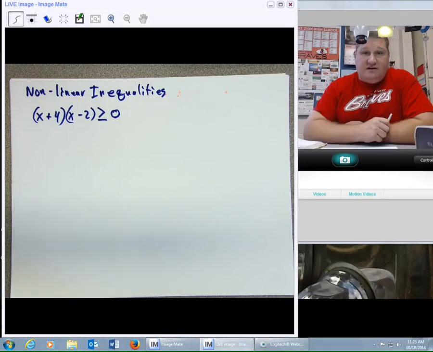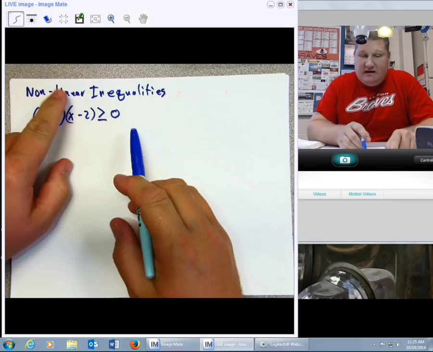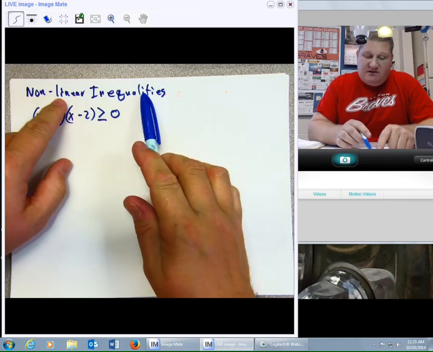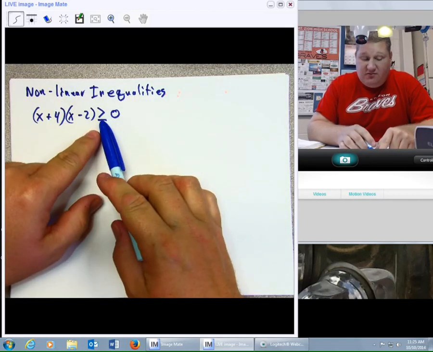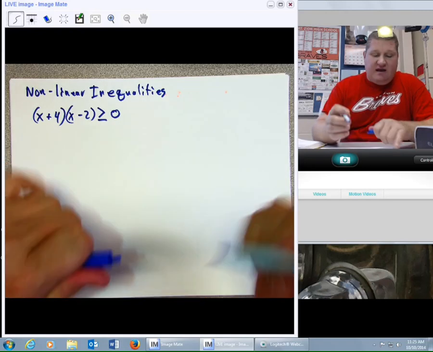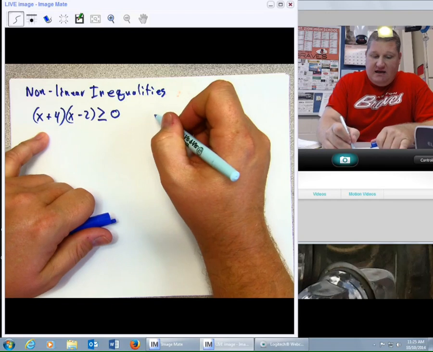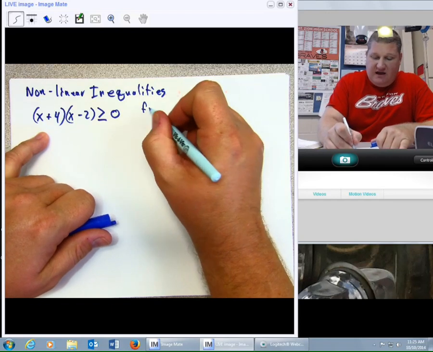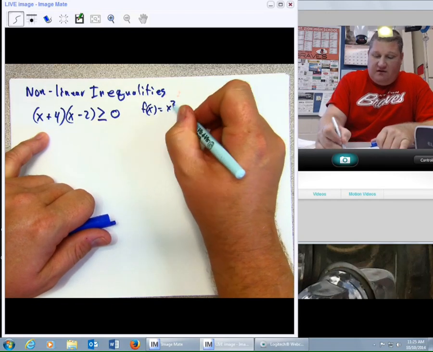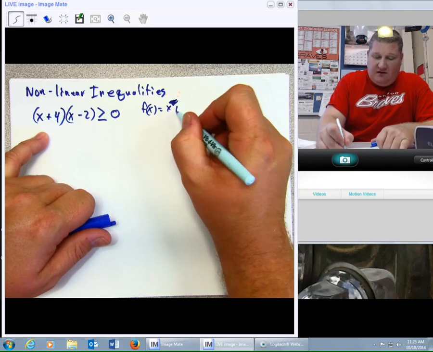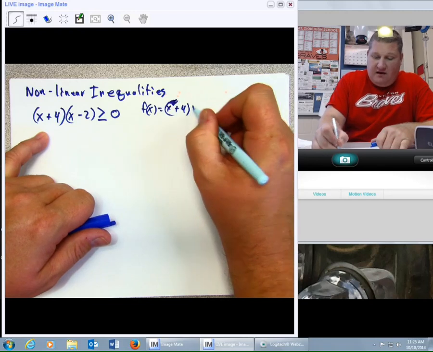Okay, ladies and gentlemen, let's talk about some nonlinear inequalities. Now, of course, nonlinear means non-straight line. Inequalities means we're going to be dealing with greater than, less than, greater than or equal to, or less than or equal to. Now, what we would do is if we had just a nonlinear function, we would say f of x equals x plus 4, x minus 2.